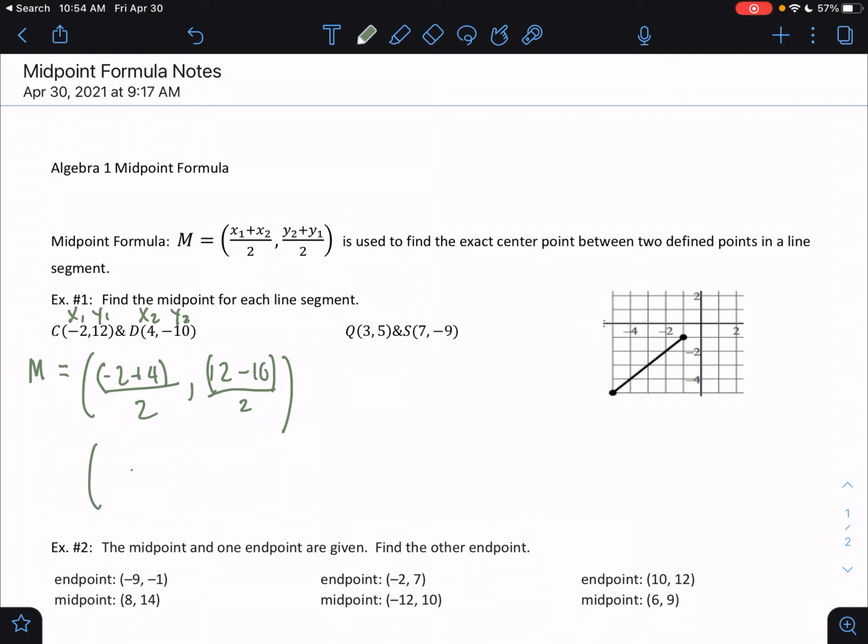So for our first one, we would get 2 over 2, and then 12, and we take away 10, so we'd have negative 2 over 2. And then we can simplify that down so that our midpoint is 1, negative 1. And your midpoint will come out to be a point, so we're trying to get an x and a y point. So let's try that again for our next one.